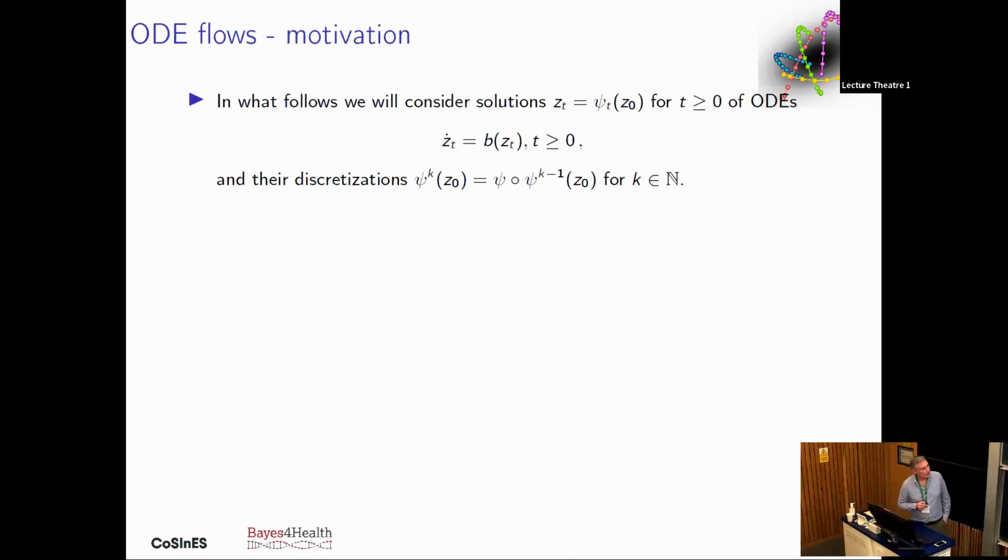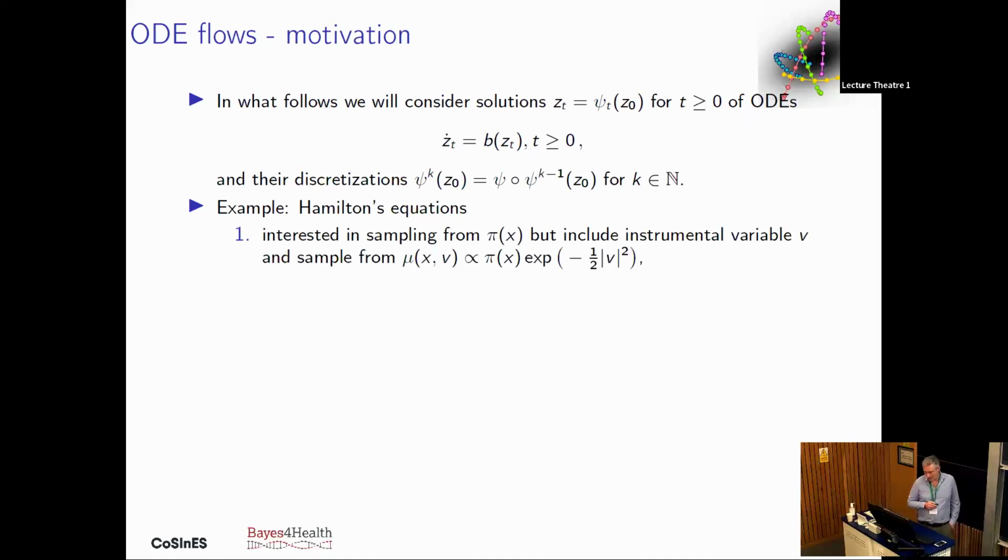Okay, so ODEs, flows, and so on. In what follows, everything that I'm going to talk about can be thought of in this way. That is, we are going to think of an ODE of this form, where Z is the thing I'm trying to sample from and B is a field. We are going to consider some discretizations of the solutions of this kind of ODE, and that's the notation I'm going to use for the integrators. For example, a familiar example, or if you're not familiar with it, Hamilton's equations, here they are.